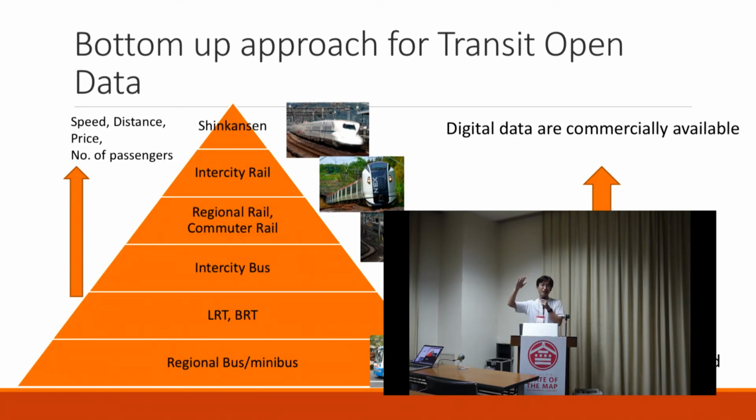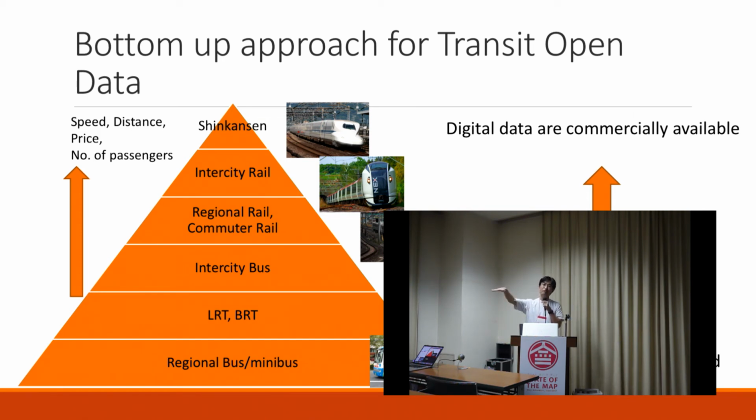But imagine there's a hierarchy in the transportation system. Of course, on top of the hierarchy is the Shinkansen train. This is very fast, and it runs very long distances, and the price is expensive, and the number of passengers is very large. But the number of Shinkansen lines is limited.